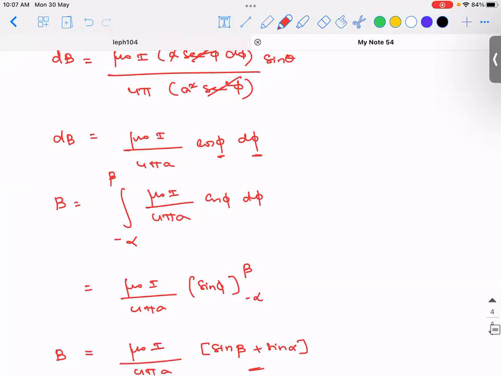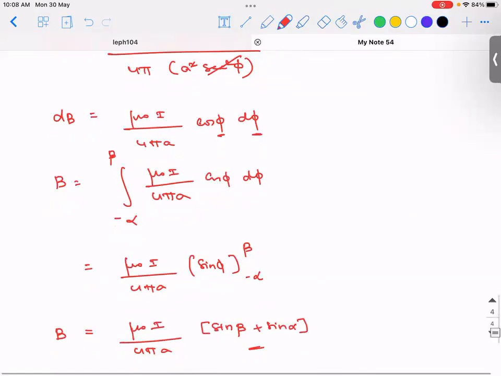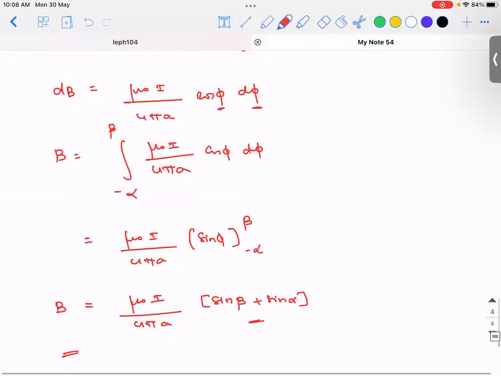This is due to a current carrying conductor of finite length, the whole conductor. That is why it is B, it is not dB. That is not possible. It's not 180, it becomes 90: minus 90 and plus 90.